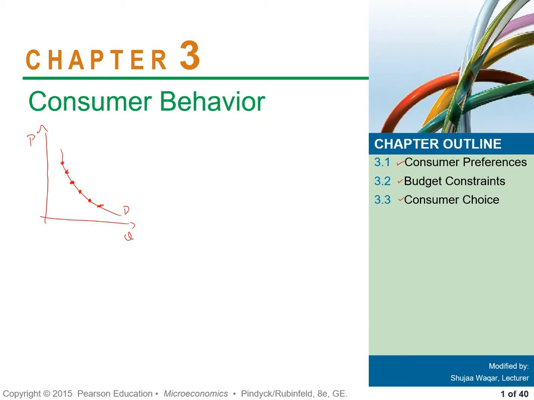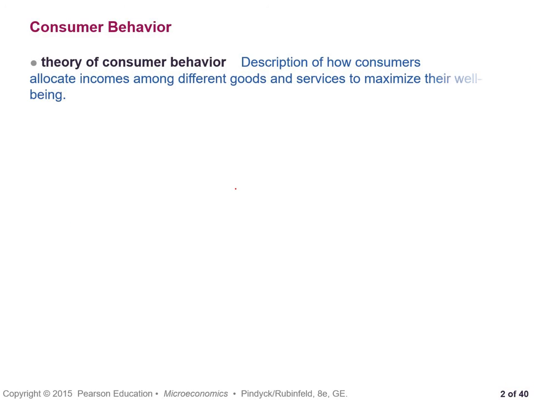So just a glimpse of what I have said about these points: all of these points on the demand curve are the consumer choices, which are derived. The consumer choices are derived from the concepts of consumer preferences and budget constraints. Okay, so first of all, we are going to discuss the consumer preference, and everything relevant to consumer preference and budget constraint will be discussed.